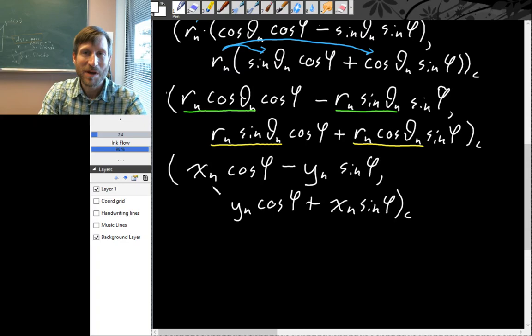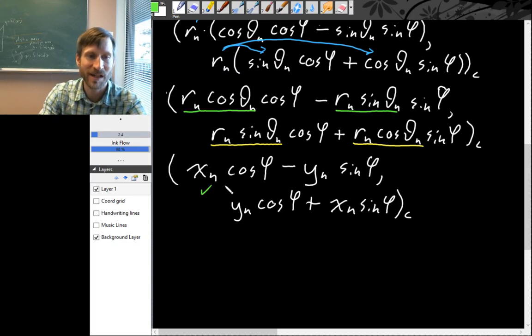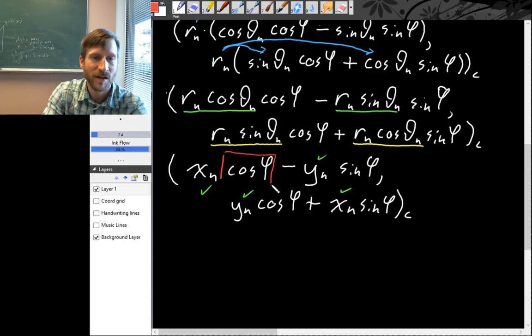Well, to get x sub n, remember we started out knowing x sub n, so we don't have any calculations to do to find x sub n. We already know what x sub n is. Same for y sub n. We start out knowing that. We know y sub n, we know x sub n. So our only operations are this cosine phi and sine phi. We have to calculate cosine phi and sine phi, so that's a cosine and a sine.